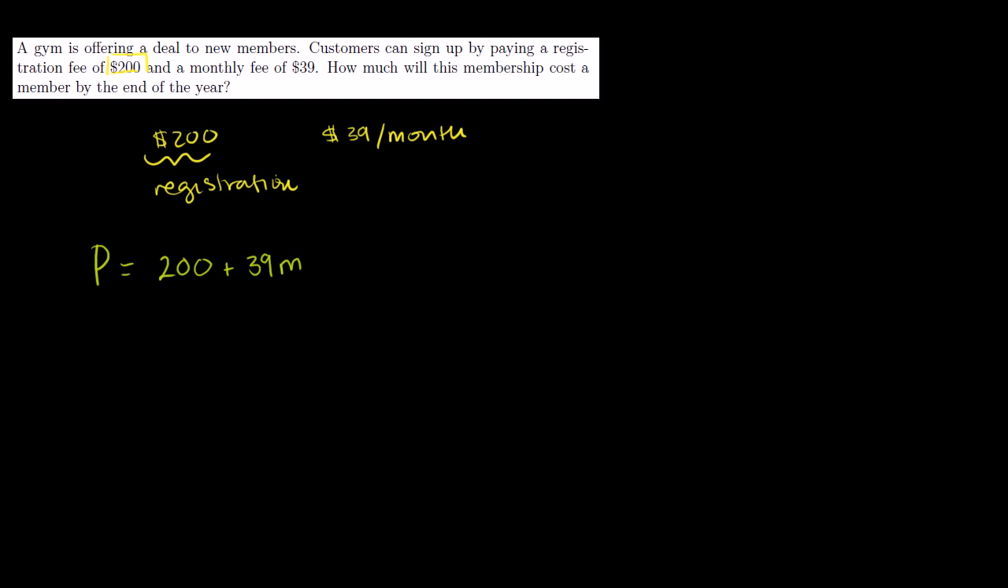Just to tie this all together with linear equations and graphs of them, let's graph this relation. And remember, the graph of a line can be y is equal to mx plus b. That's one of the forms. To put this equation in this form, we can just rearrange the 39m and the 200, and you get p is equal to 39m plus 200.